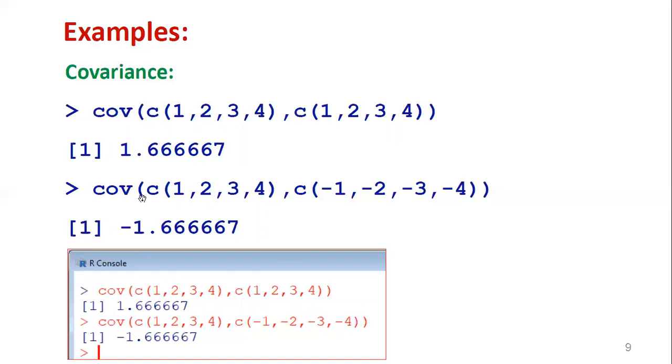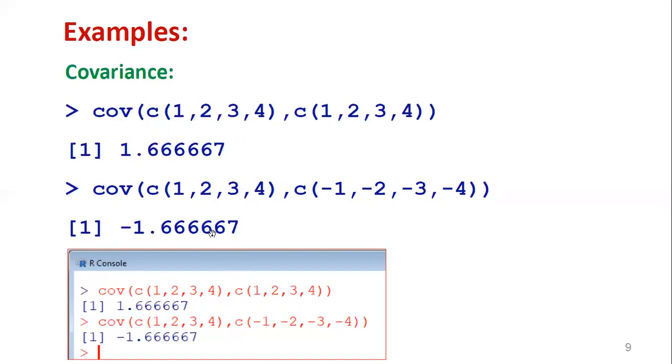Then another example, covariance of the same vector, but the other one with negative values. First one, positive values C of 1, 2, 3, 4. Second one, C of minus 1, comma minus 2, comma minus 3, comma minus 4. So negative values. Then the covariance is minus 1.66.